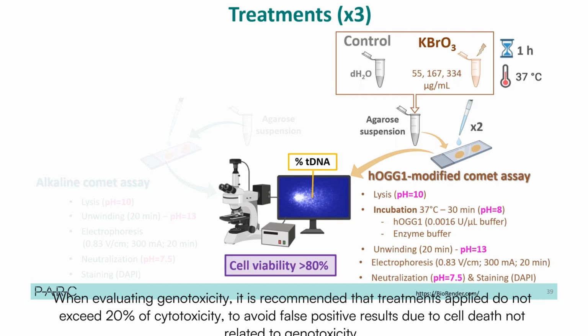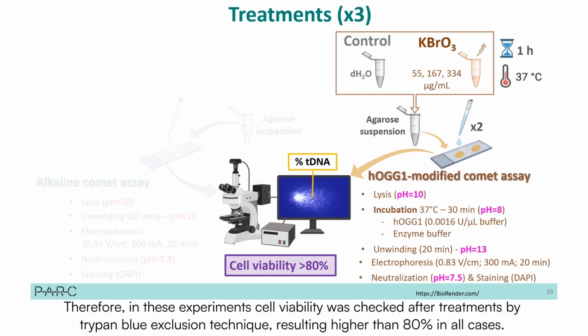When evaluating genotoxicity, it is recommended that the treatments applied do not exceed 20% of cytotoxicity, to avoid false positive results due to cell death not related to genotoxicity. Therefore, in these experiments, cell viability was checked after treatments by trypan-blue exclusion technique, resulting higher than 80% in all cases.